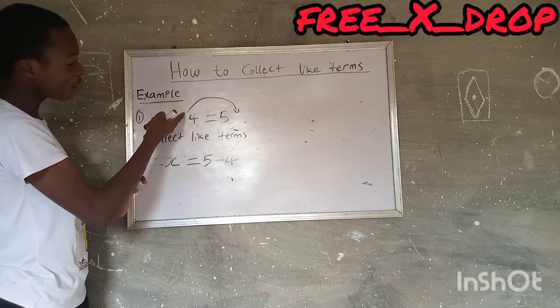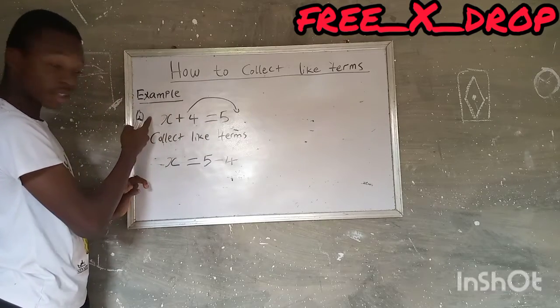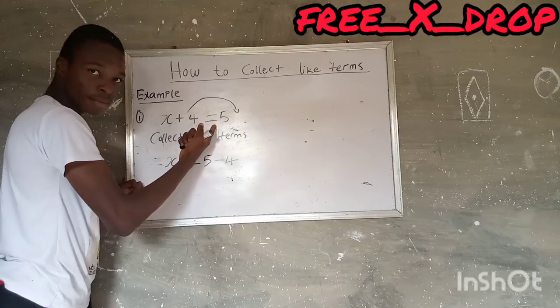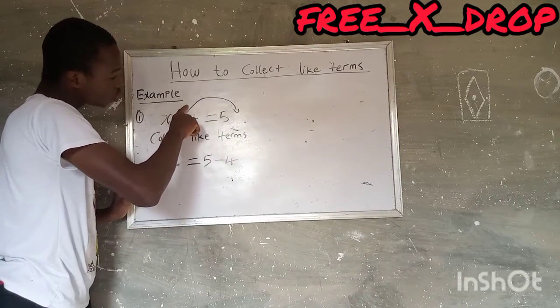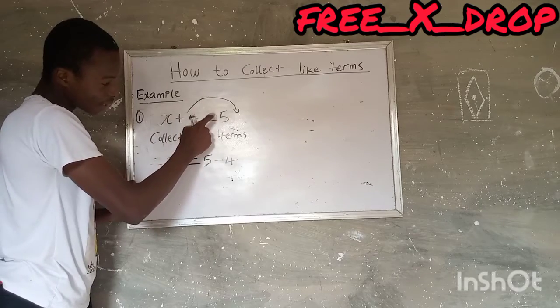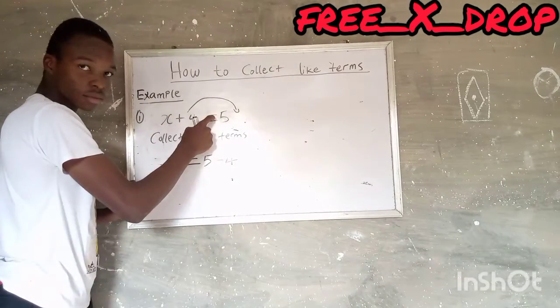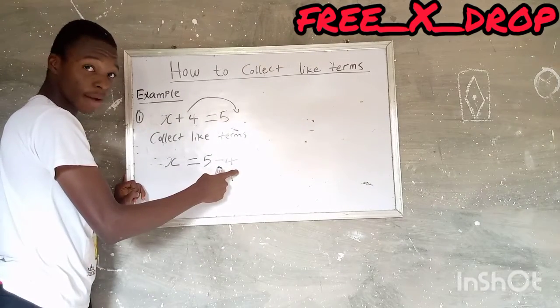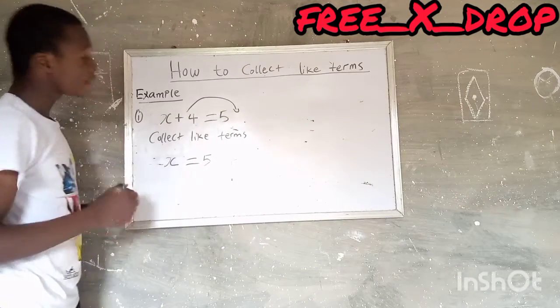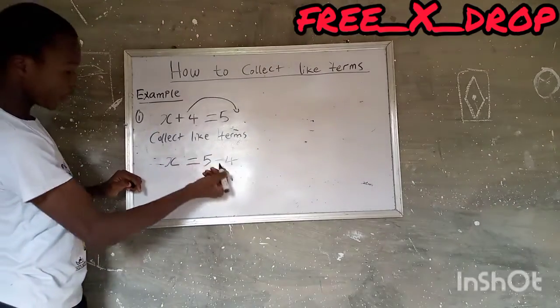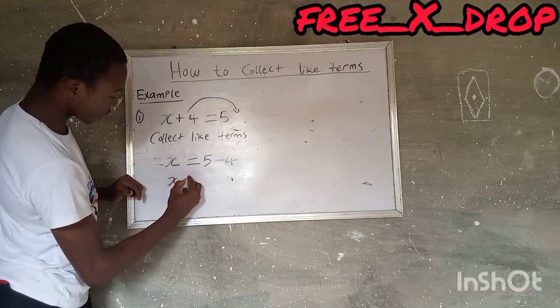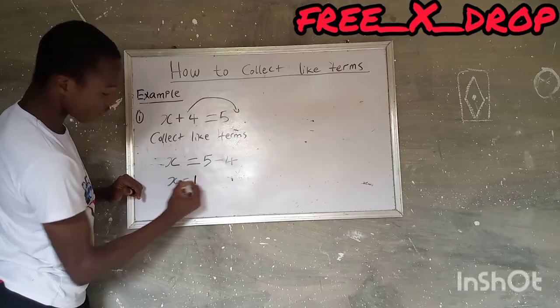Assuming the 4 was coming from here to the front here, it won't change because it's not crossing this mark. But as far as it crosses over this mark here, it turns to minus 4. Okay? It turns to minus 4. And so, to finish this question, you simply do x equals 5 minus 4, which is 1.